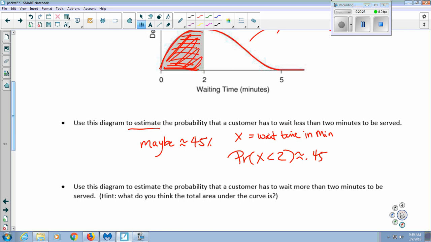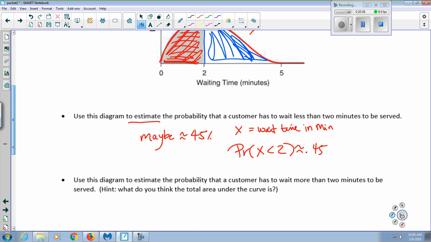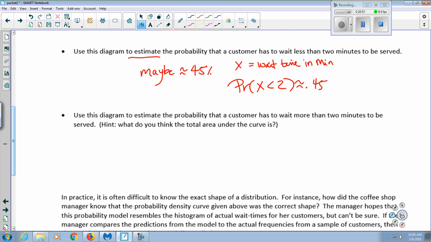Use the diagram to estimate the probability that a customer has to wait more than 2 minutes. Okay, so now we're talking about the other side here. More than 2 minutes, that's this area in here, right? And we just said that the whole area under there is 1 or 100%, right? So if we've guessed that it's about 45% or 0.45, the probability of having to wait less than 2 minutes, then the probability of waiting more must be about 55% because it's going to add up to 100.